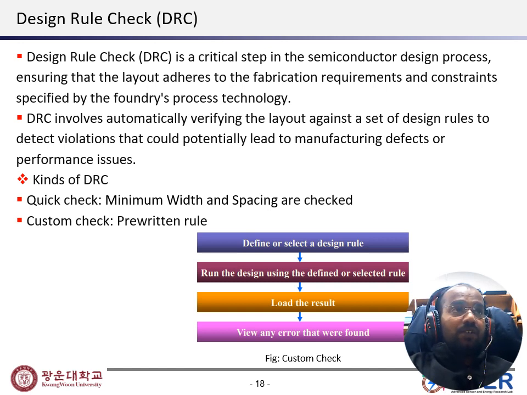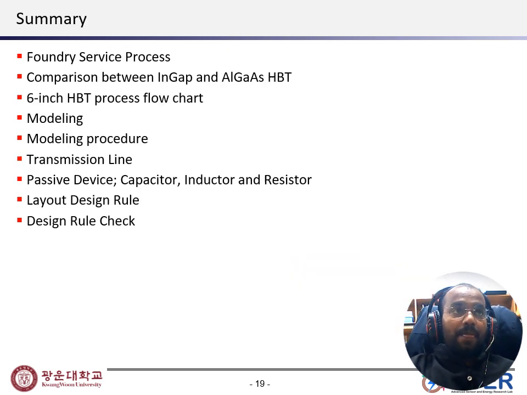There are two kinds of design rule checks, quick check and custom check. In quick check, minimum width and spacing are checked, whereas in custom check, we have to go through the pre-written design rules. In custom check, first we have to define and select the design rule, then run the design rule using different selective rules, load the result, then view any errors that were made, and last we have to do packaging.